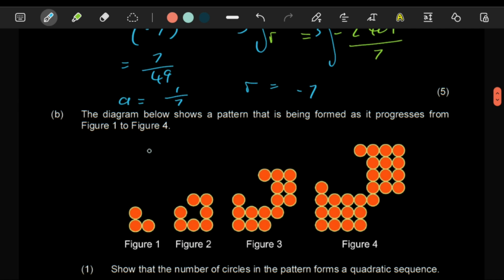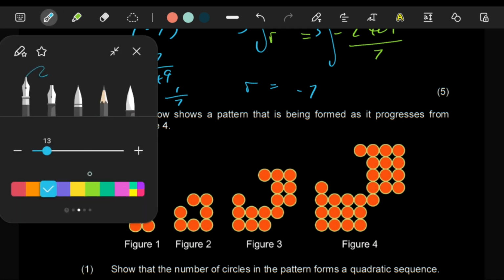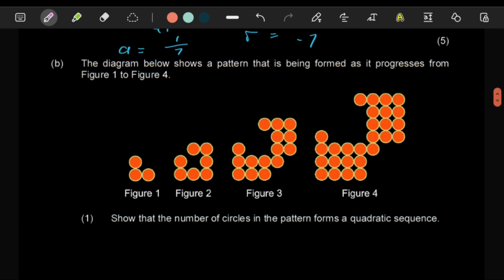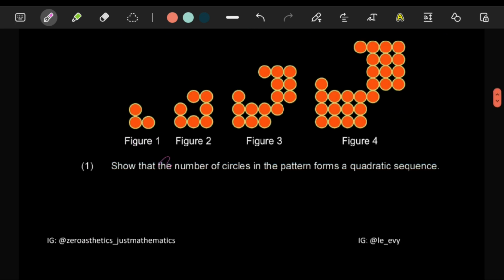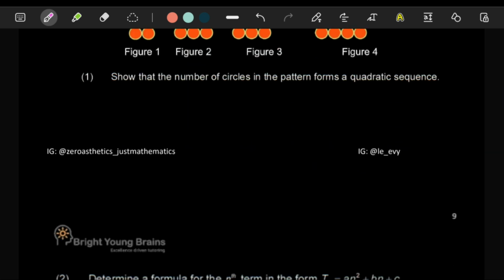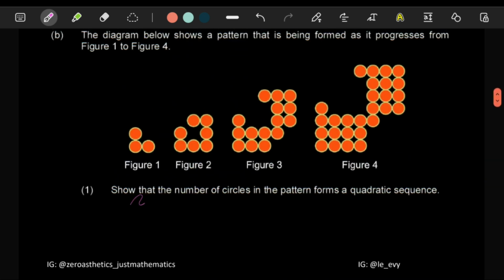Anyways, here it says the diagram below shows a pattern that is being formed as it progresses from figure 1 to figure 4. Let's not lie, this diagram doesn't look like there's any pattern. It just looks so weird. But let's see what this says. It says show that the number of circles in the pattern forms a quadratic sequence. Oh okay, at least we're just dealing with the circles. So let's draw it out.